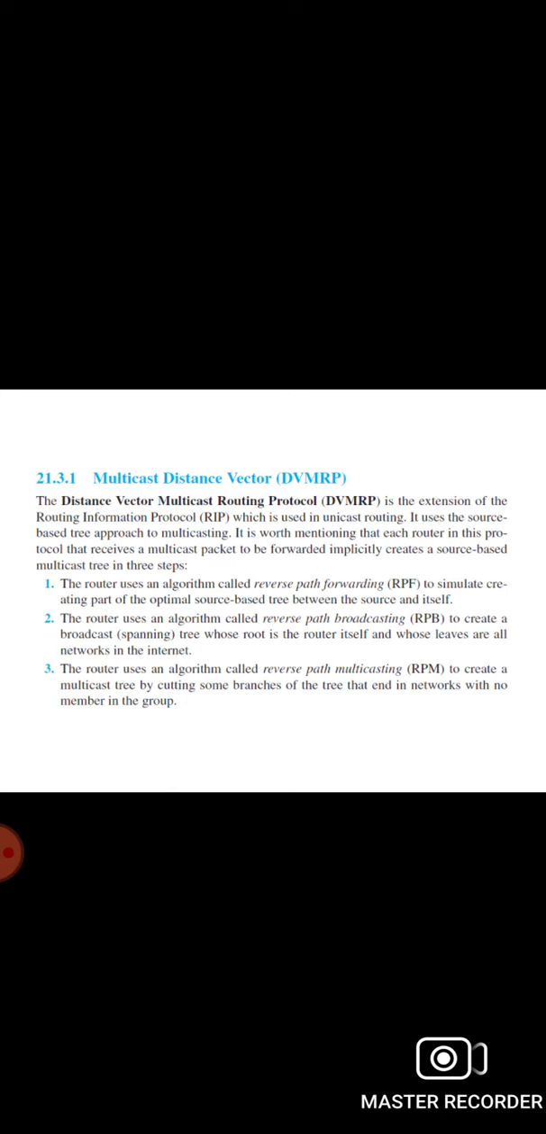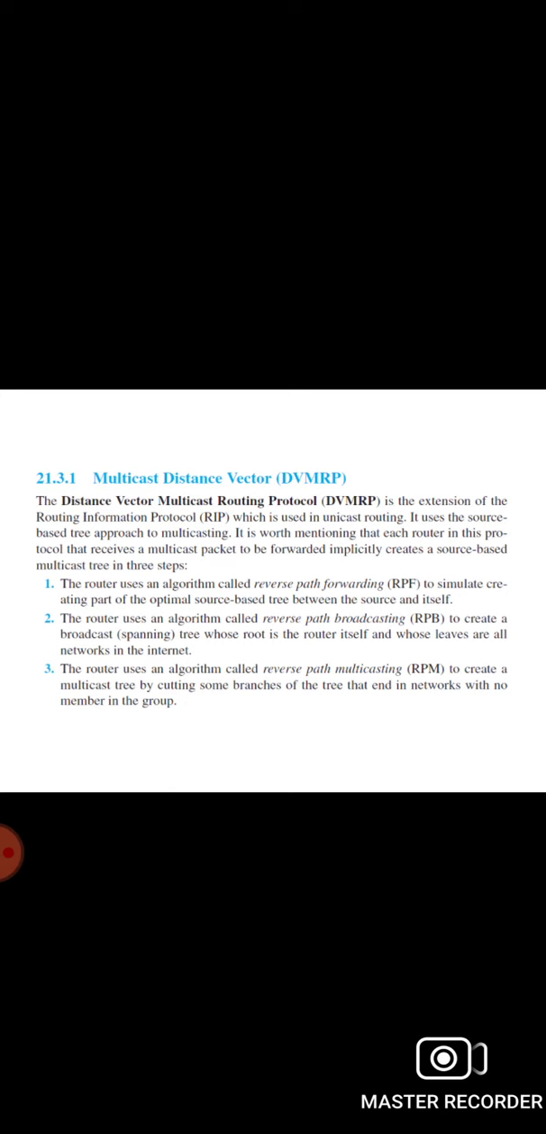Only one copy is forwarded and the other copies are dropped. In RPF, a router forwards only the copy that has traveled the shortest path from the source to the router. To find this copy, RPF uses the unicast routing table. The router receives a packet and extracts the source address. It consults its unicast routing table as though it wants to send a packet to the source address. The routing table tells the router the next hop.